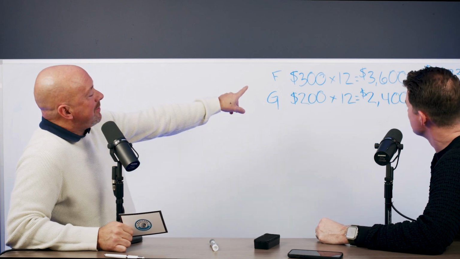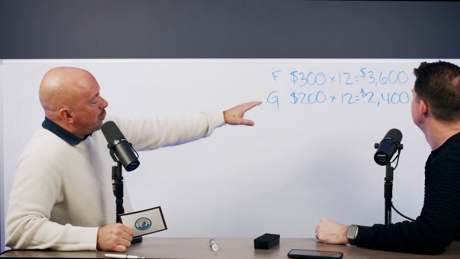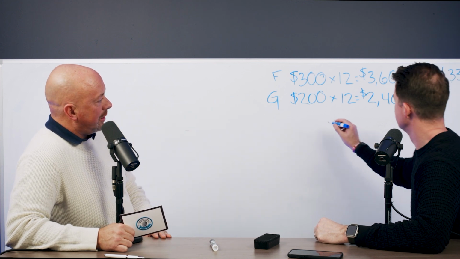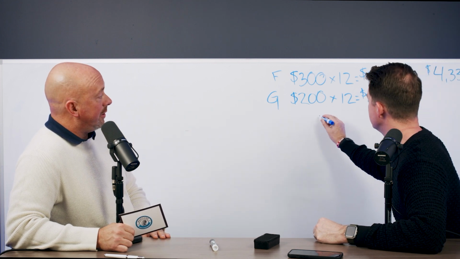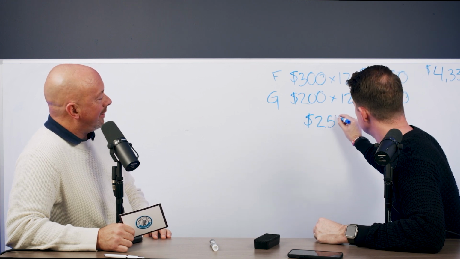So I'm telling them, you are saving by going to a Plan G $1,200 a year. Now, what is the difference between a Plan G and a Plan F? There's one thing. It's $257 a year. Yeah.